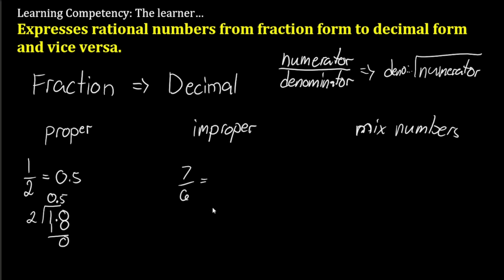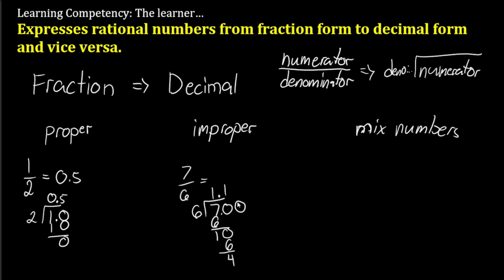Again, let's take the numerator and divide it by the denominator. How many 6s are there in 7? There's 1. The difference of 7 and 6 is just 1 also. Since we still have a remainder, let's put a 0. Let's put the decimal point there. Bring down 0. How many 6s are there in 10? There's also 1. 1 times 6 is 6. And we would have 4.